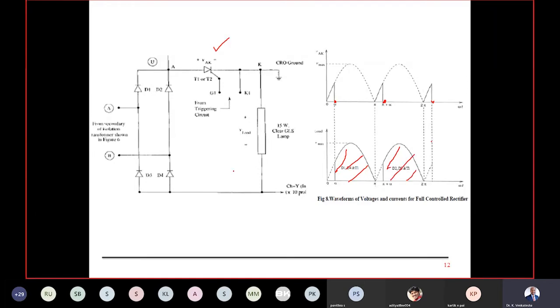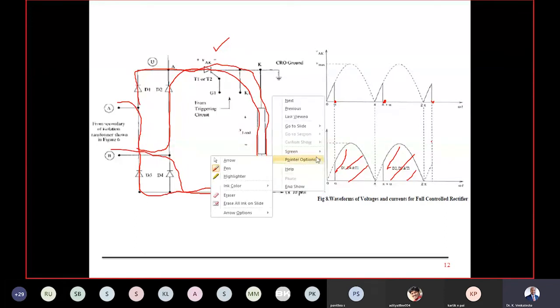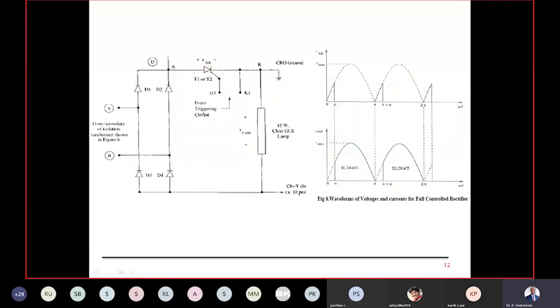So what is the path for the positive half cycle? It flows through D1, SCR, load, D4, back. In the negative half cycle, what will happen? Current starts flowing through D2, SCR, load, and D3 back here. So this is the path. This is a viva question. Remember how the current flows. You tell me: positive half cycle, D1, SCR, load, D4, back. So this particular area I got it.